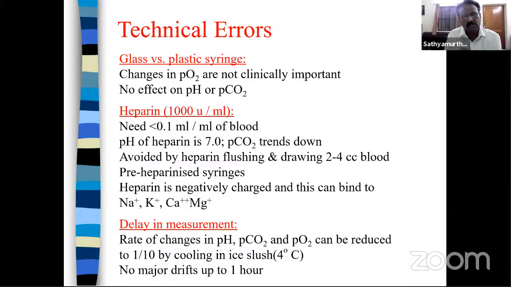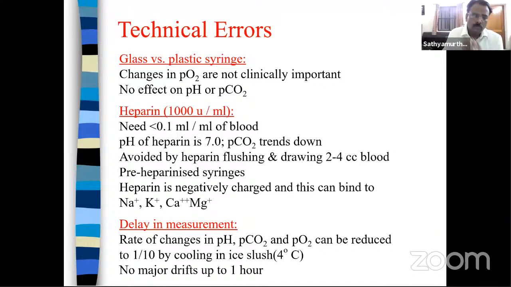Whereas nowadays, what they say is whether it's a plastic syringe or a glass syringe, the changes are not that clinically important. Second is the heparin. You should always use heparin in the concentration of 1000 units per ml. So the blue vial should be used whenever you are taking blood samples, ABG samples, because the pH of heparin is 7, so it is acidic.